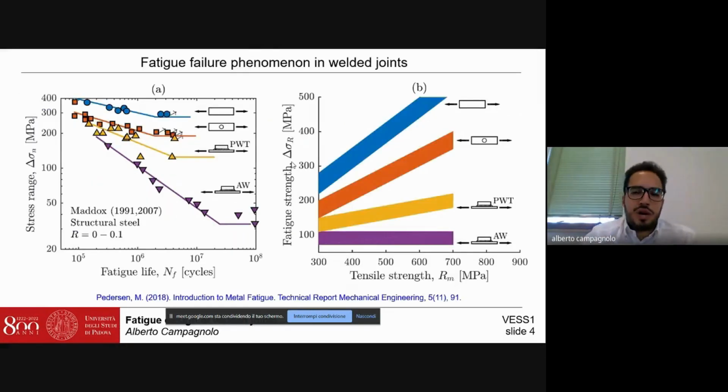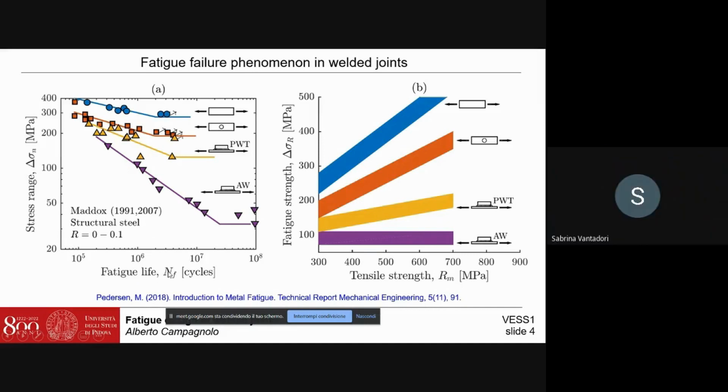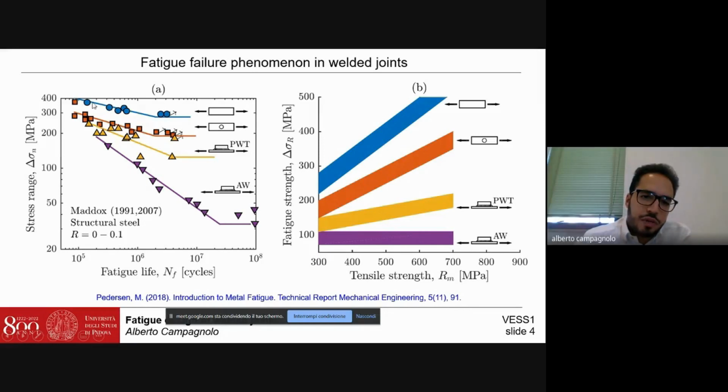In this slide, we can observe maybe the two most important characteristics of welded joints. In the left-hand side figure, we can see a typical fatigue strength curve, which reports the stress range on the y-axis as a function of the fatigue life in the x-axis. We can start observing the fatigue strength curve for the base plain material. The example is a plain plate without any notch effect. We can see that the fatigue strength curve is the highest one.